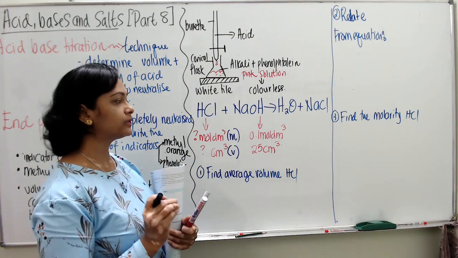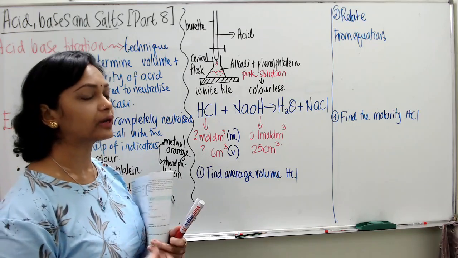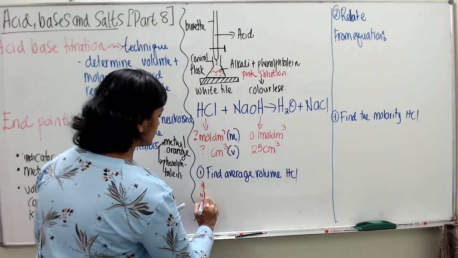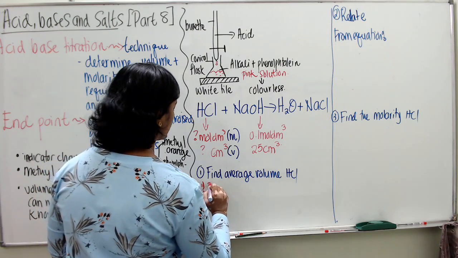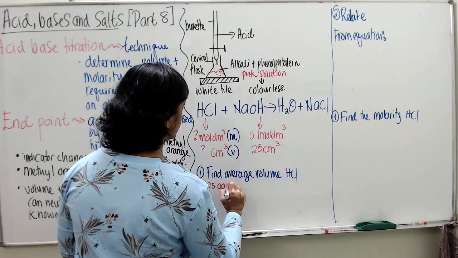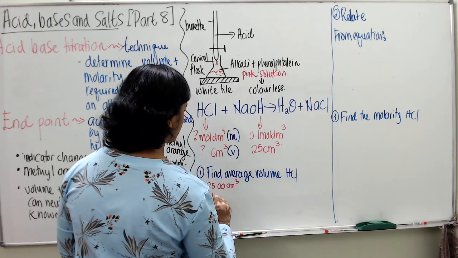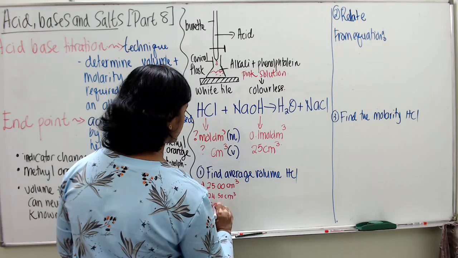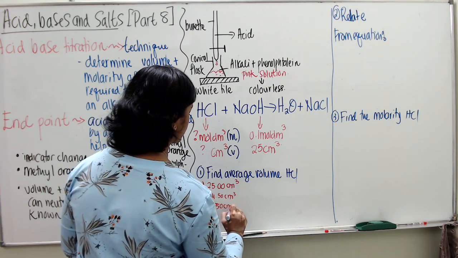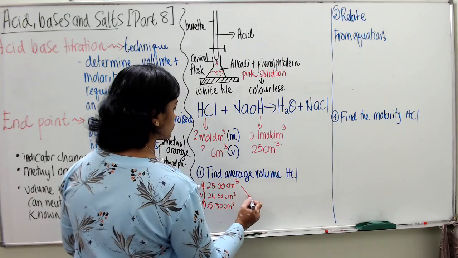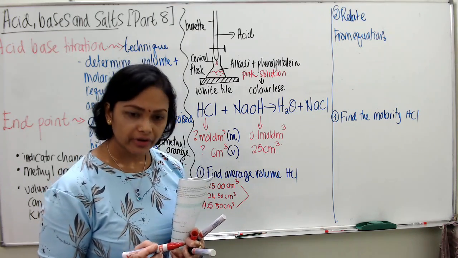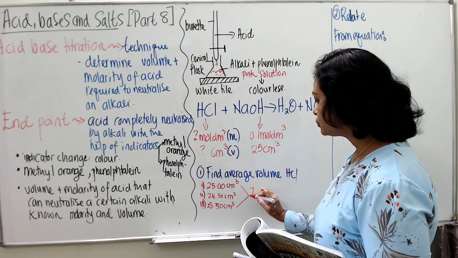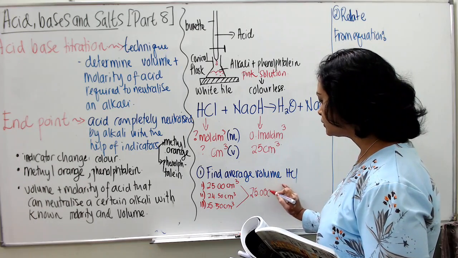I assume that you have repeated this experiment 3 times: experiment 1, experiment 2, experiment 3. Say experiment 1 you get 25 cm cube, experiment 2 you get 24.50 cm cube, and experiment 3 you get 25.50 cm cube. Now you have to find the average volume. If I'm not mistaken, the average volume will be 25 cm cube. This is just an example.